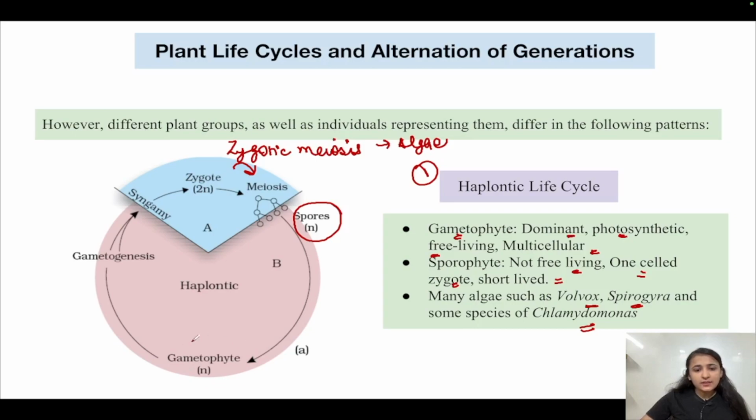Let us look at the life cycle quickly. This is the gametophyte. It will undergo gametogenesis via mitosis in order to form the gametes, which will undergo fertilization or fusion to form a diploid zygote. The zygote represents the sporophytic stage. It will undergo meiosis in order to form haploid spores. As in when the haploid spores are formed, since their ploidy level is n, they come in the haploid part of the life cycle or the gametophytic part of the life cycle, because they will germinate via mitosis into the haploid gametophyte. So this was about the haplontic life cycle. And the majority of algae show this kind of life cycle.